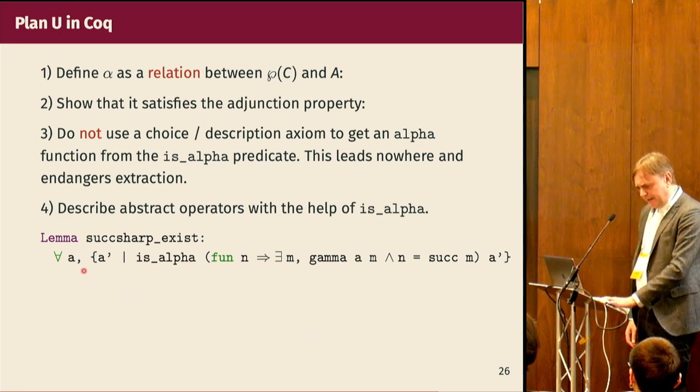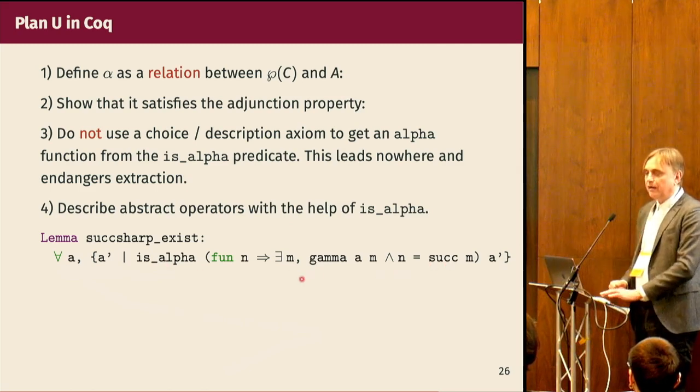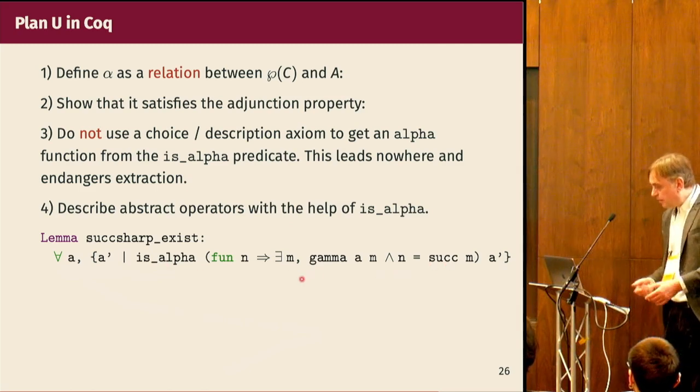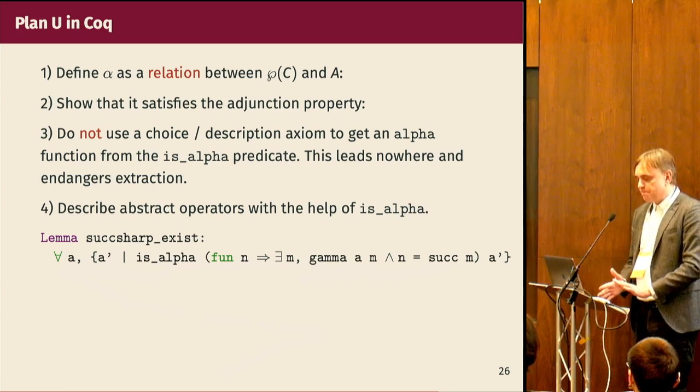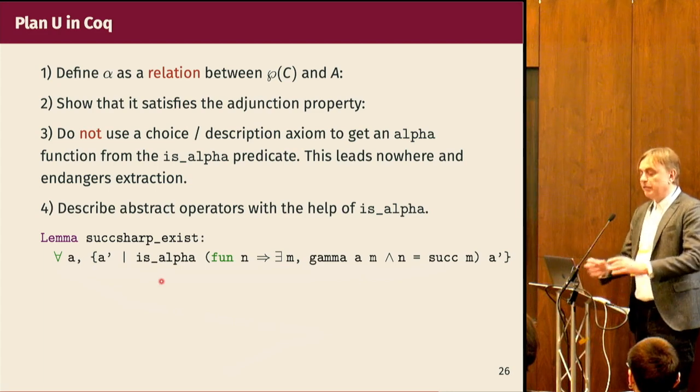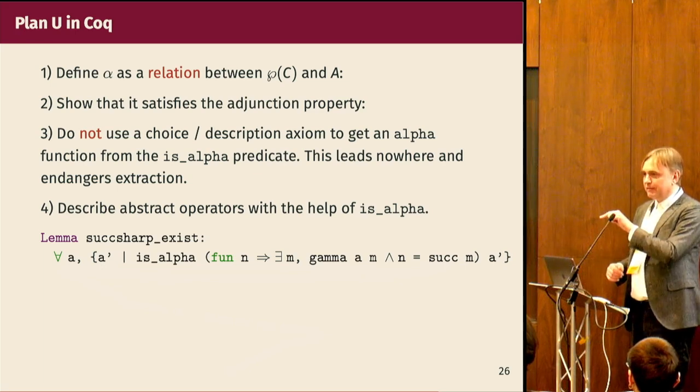So this is slightly tricky, but the idea is to show that for any A, which is the abstraction of the argument, there exists in type an A prime, so we can actually construct an A prime that satisfies this property. A prime is the alpha of the set of the image of gamma of A by the successor function. So this is the closest I could get to the equation: sharp equals alpha suc gamma.